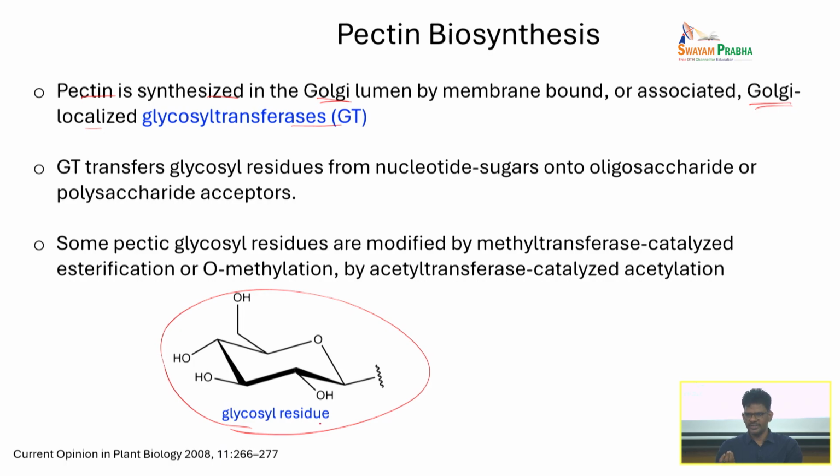Okay, so glycosyl transferase is an enzyme, and what it does is it takes a glycosyl residue, which is basically a sugar moiety, from the nucleotide sugar, and then attaches it to this growing pectin chain into oligosaccharides and polysaccharides.